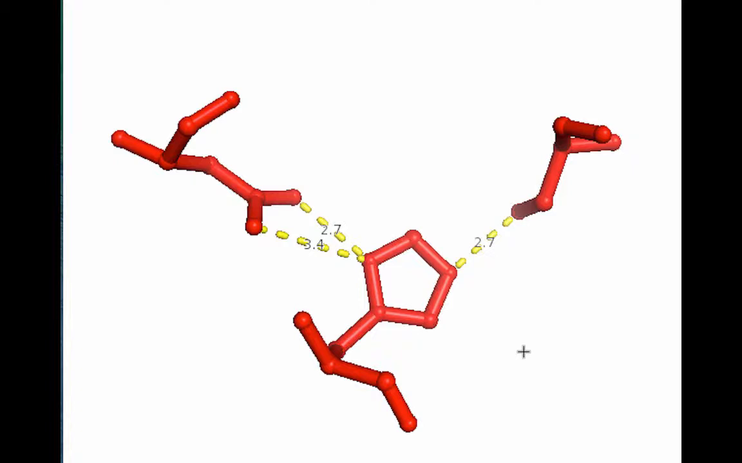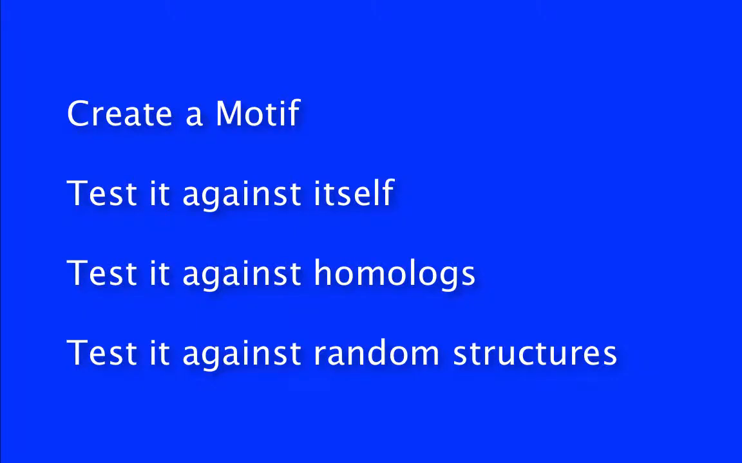So the example you can see here is actually from a serine protease, and so on the left we have an aspartate residue, and in the middle is a histidine residue, and on the right-hand side we have a serine residue. Today you're going to learn how to use Motif Maker to create a motif for alignment studies, how to test that motif against itself to make sure it works, how to test it against homologs to make sure that it finds things it should find, and how to test it against random structures to make sure it does not find things that it should not find.